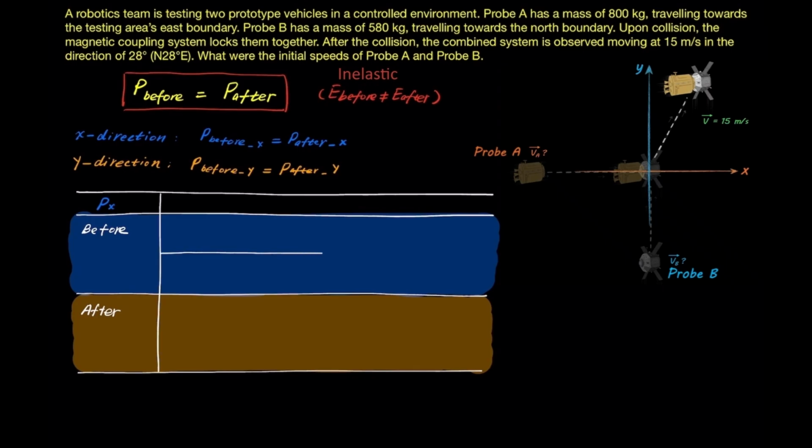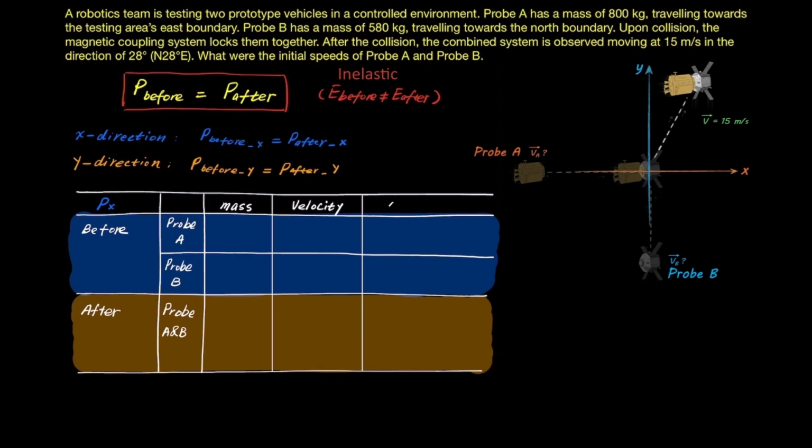And before the collision, we have two separate objects. It's probe A and probe B. And we need to find the momentum for each of them. And after the collision, the two probes combine into a single object. Let's call it probe A and B. Momentum is just the product of the mass and the velocity of the object, right? So for every row in our table, whether it's before or after the collision, we'll find the mass, find the velocity component in the x direction, and then multiply them to get the momentum in the x direction.